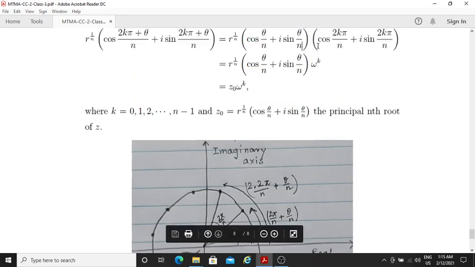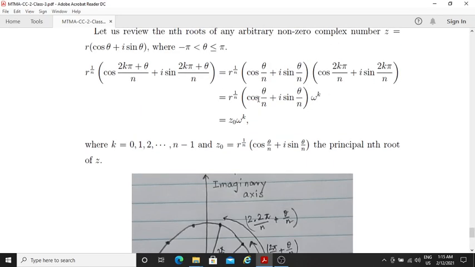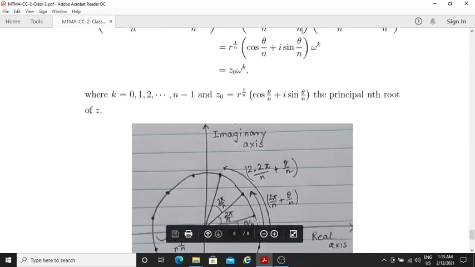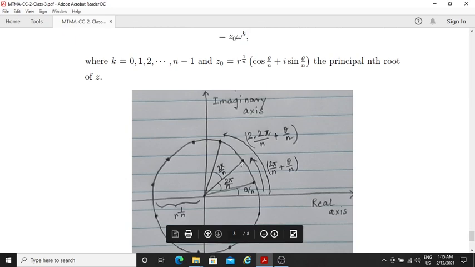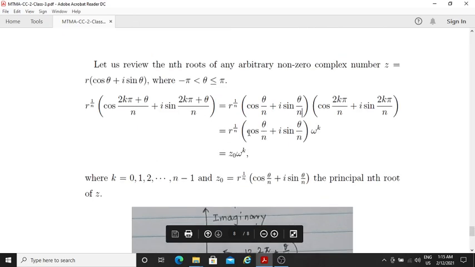So the action of roots of unity on the principal root of any complex number gives a rotation, and this rotation will give you the other roots of the complex number. To find the nth roots of any complex number, it is enough to find the principal root and then multiply it by the nth roots of unity, and you will get the n different roots of z. Is it clear to you?